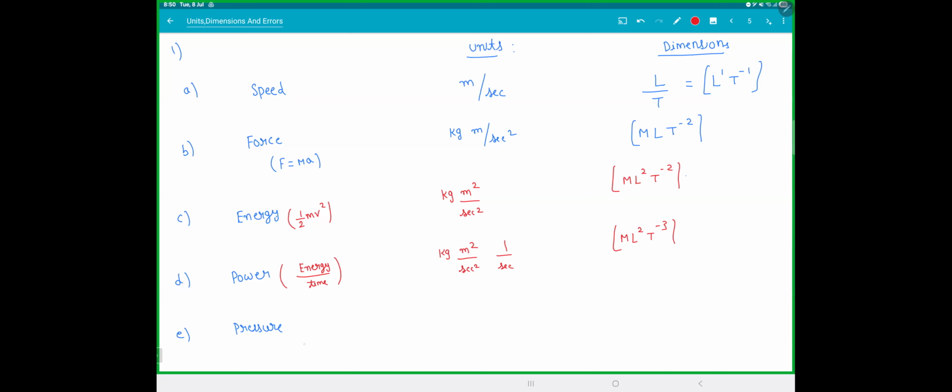What is pressure? Pressure is force by area. Area is L square. You can take anything. So the dimensions of force are kg meter per second square into 1 by meter square. So meter will cancel. You will get kg by meter second square. So this will be M L minus 1 T minus 2.